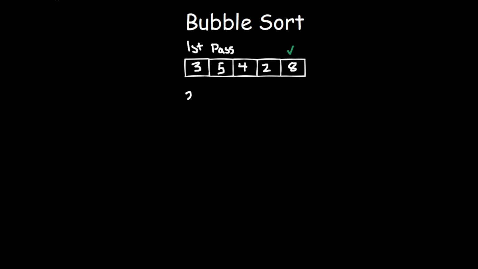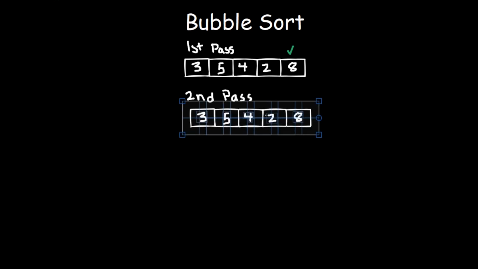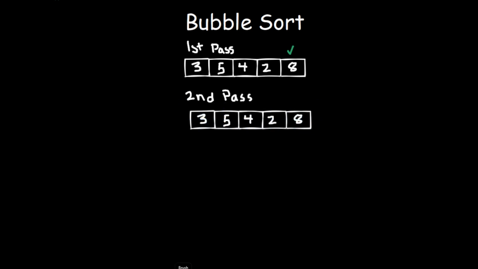Now let's do the second pass, or the second iteration of this algorithm. As we said before, we know 8 is in the correct position. Now let's continue and do what we did before. We compare the first two elements, 3 and 5. As you can see, the lower item is on the left, therefore there's no need to swap anything. So now we compare the next two elements, 4 and 5. 4 is less than 5, therefore we have to swap.